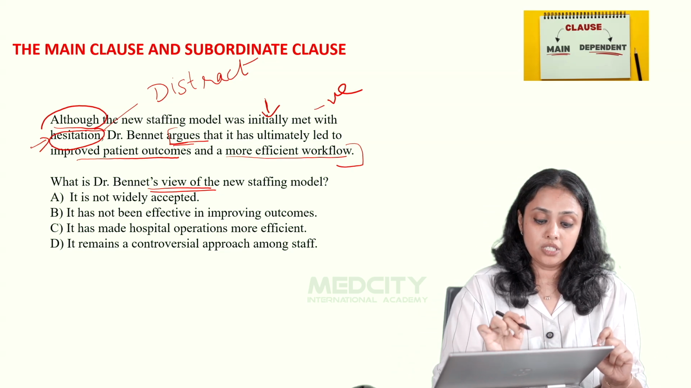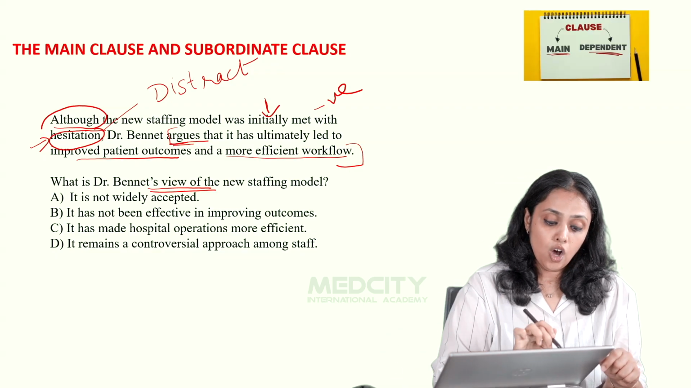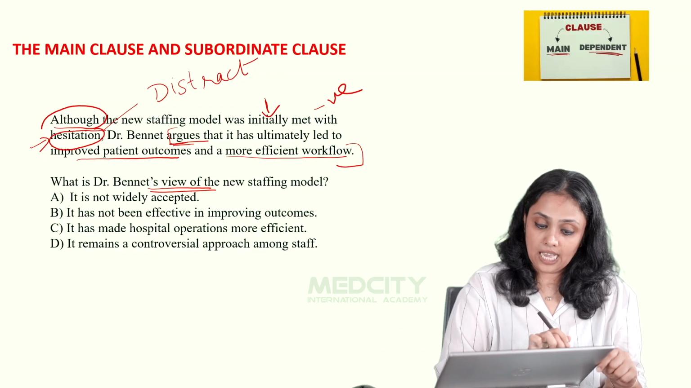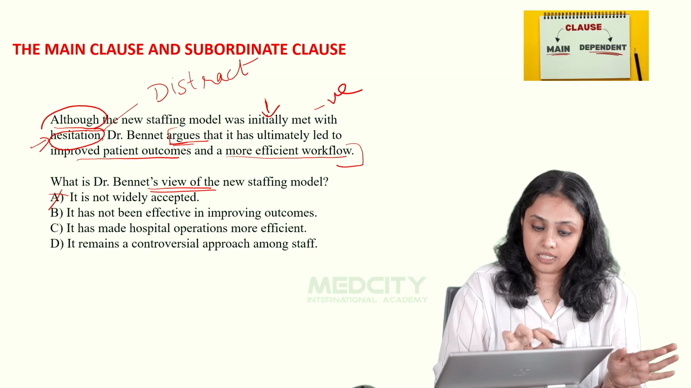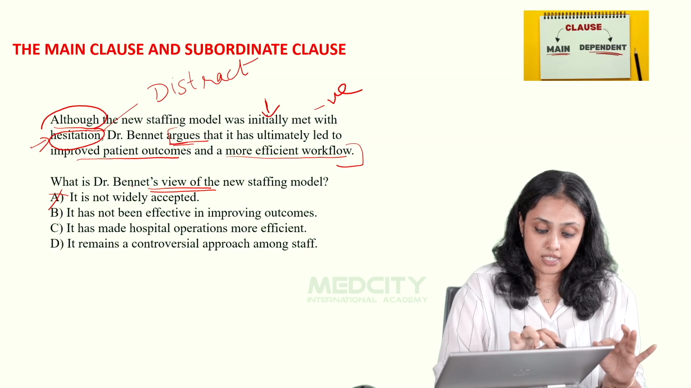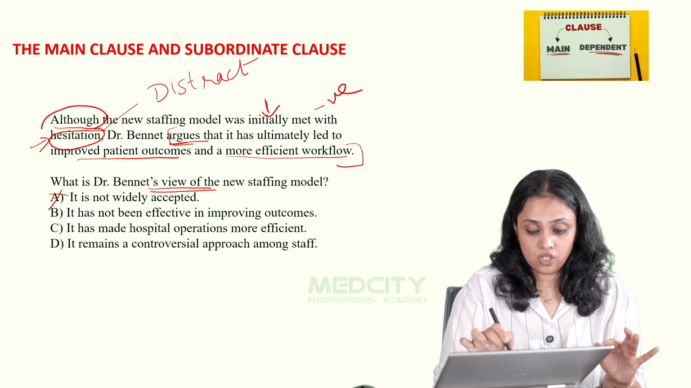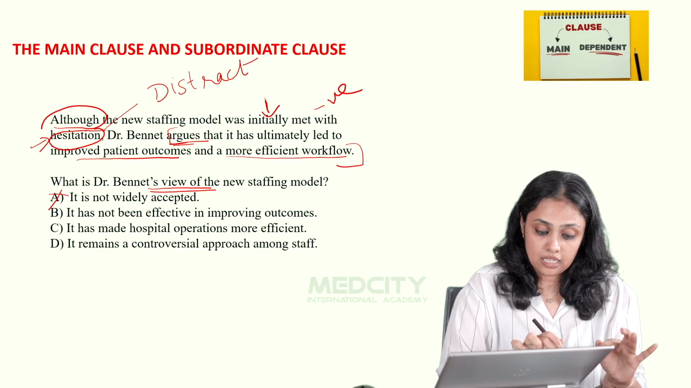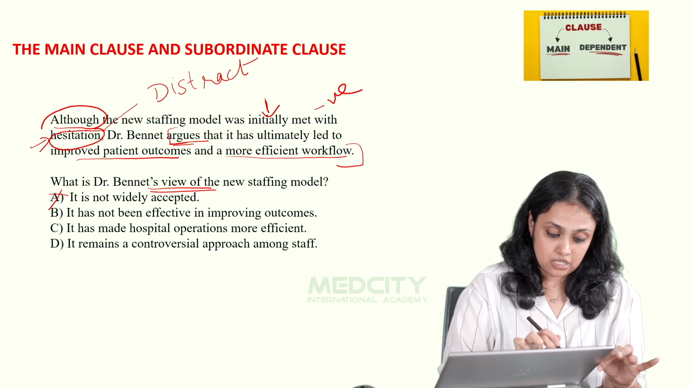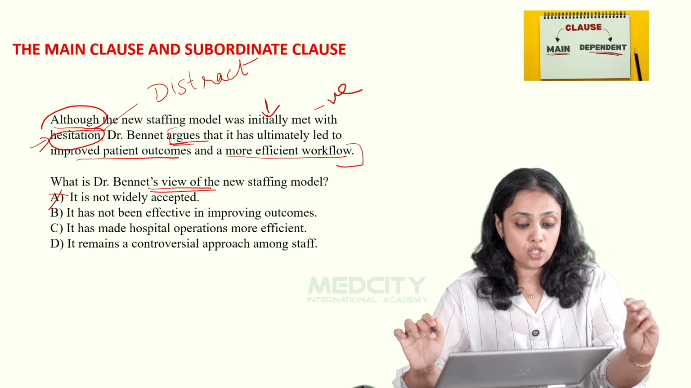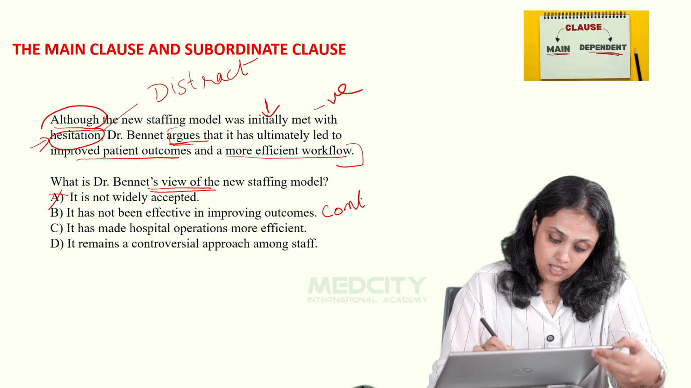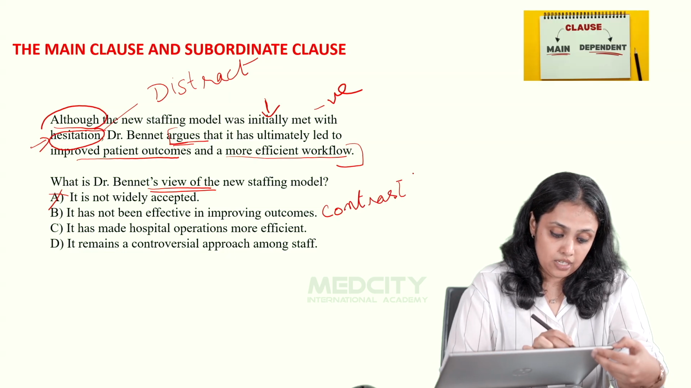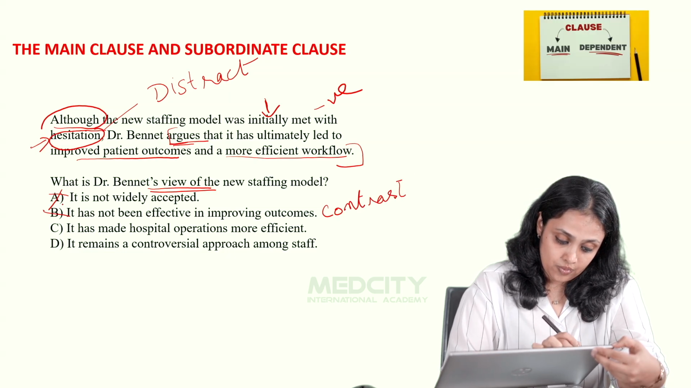The question is, what is Dr. Bennett's view of the new staffing model? Option A says that it is not widely accepted. No, of course not, because Dr. Bennett argues that despite the initial hesitation, now it has improved patient outcomes and more efficient workflow. Nothing is mentioned about the acceptance, so it's wrong. Option B says it has not been effective in improving outcomes. No, it is completely a contrast of what is given in the passage. So that is also wrong.